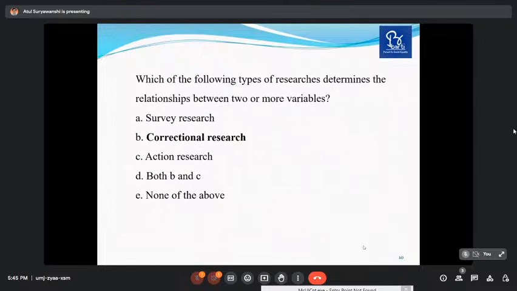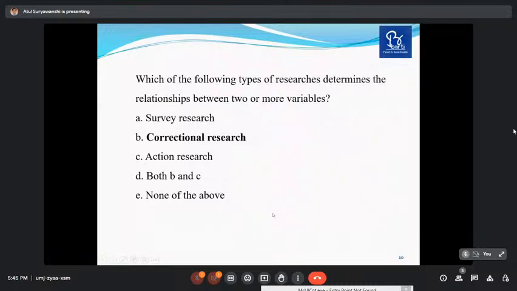Let's proceed further. Which of the following types of research determines the relationship between two or more variables? When two or more variables are involved, determination of the relationship is always there in correlational research. Correlate means associated, connected. It is not survey or action or both or none. The answer is correlational research. So these are the important questions.